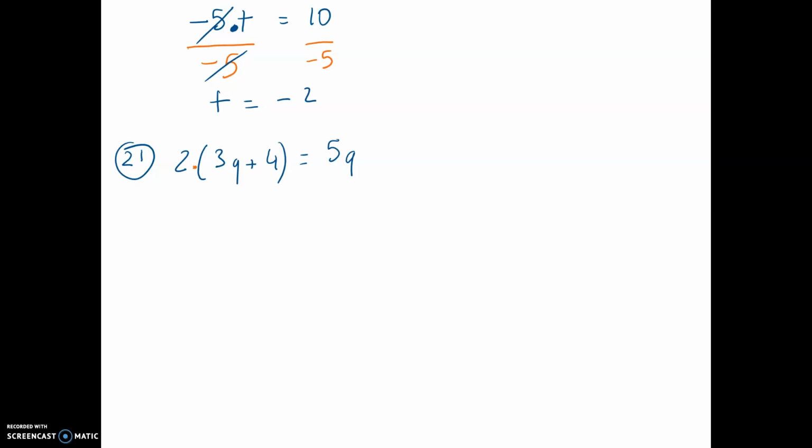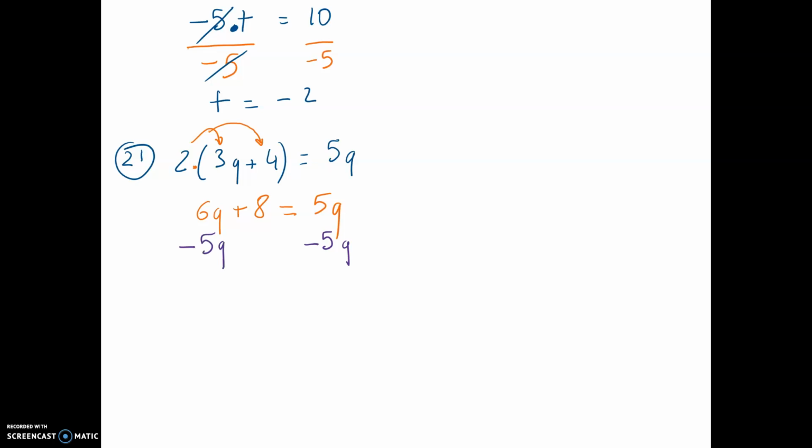It is to distribute your 2 inside your parentheses. So you end up to have 2 times 3q equals 6q, plus 2 times 4 equals 8, equal 5q. Now you have q both sides, so it's up to you to decide which q you want to move on which side. Basically, the best for you may be to get rid of the 5q by subtracting 5q both sides.